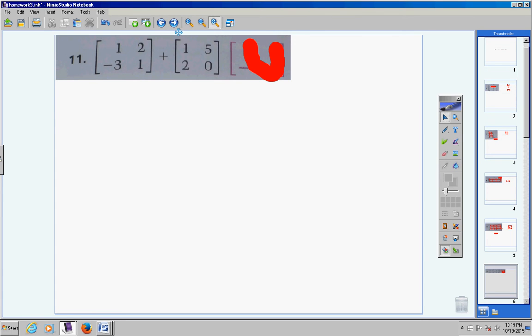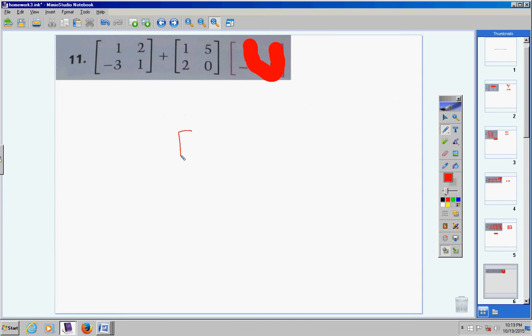You must be able to find the order or the dimension of a matrix. Alright, numbers 11 through 17, odd. We're going to add or subtract. Before you add or subtract matrices, always make sure they have the same dimensions or the same order. This is a 2 by 2. This is a 2 by 2. They must have identical orders in order for you to add them together, and they do. They're both 2 by 2, so we can add them.